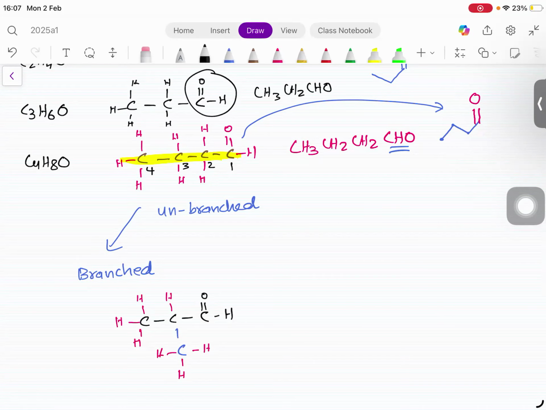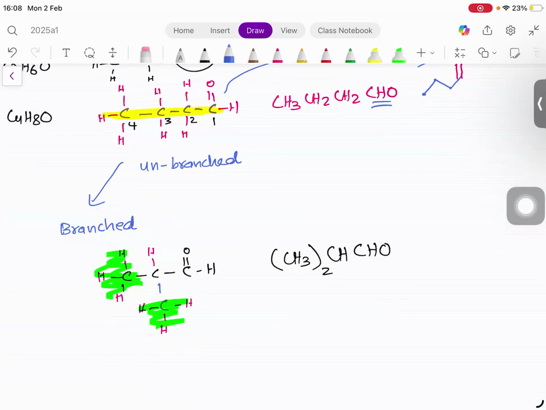And then what is next? For the structural, what I have to do? CH3 twice, CH and then CHO. These two CH3s, yes, these two CH3s, they are combined together. Okay? Yeah, you can also write like this: CH3, CH, and then CH3, and then CHO. It's up to you. Okay?